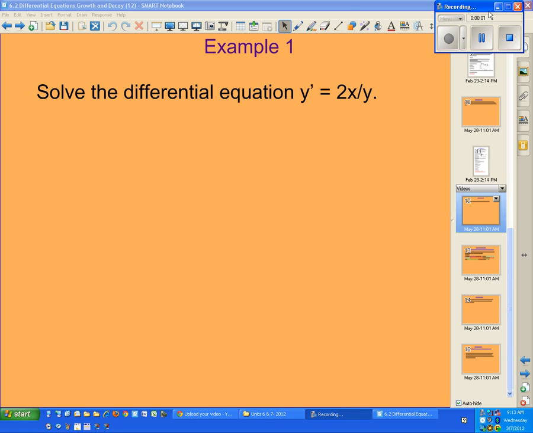Hello and welcome to section 6.2. In this section we are going to be dealing with differential equations for growth and decay.